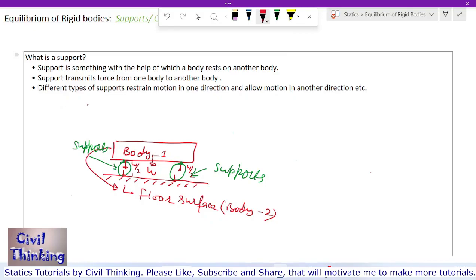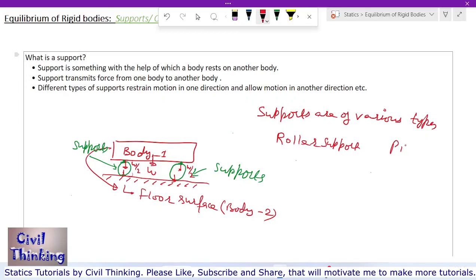Now different types of supports restrain motion in one direction and allow motion in another direction. These supports are of various types, which we are going to see in this class. Let me take an example. Let me talk about roller support and pin support.